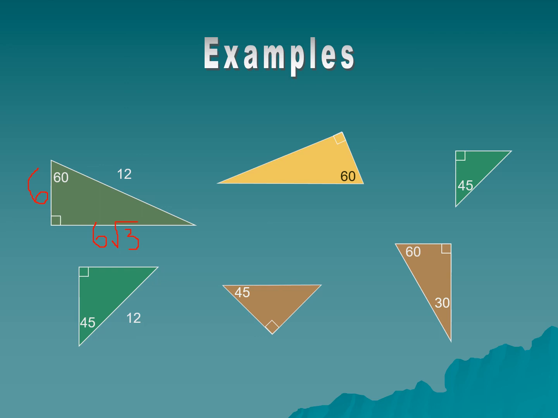Let's jump down to a 45, 45, 90 degree triangle. If the hypotenuse is 12, to get the two legs, you divide it by 2, but this one has a square root of 2 next to it. And once you have one leg, the other leg should be identical.